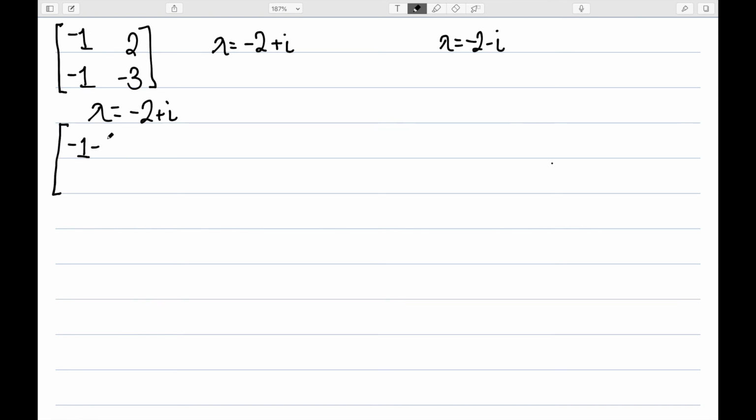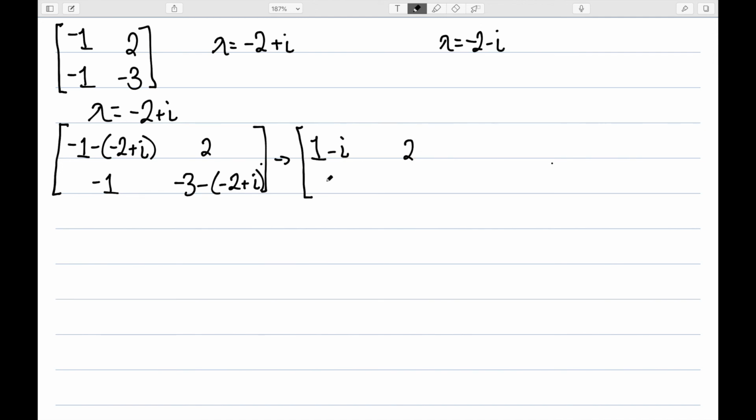This gives us negative 1 minus (negative 2 plus i), 2, negative 1, and negative 3 minus (negative 2 plus i). This is going to go to 1 minus i, 2, negative 1, and then negative 1 minus i. Once again, I know that one of these rows is going to go to 0, and I'm going to use the row that gives the coefficient of x1 to be a real number. So I have negative x1 plus (negative 1 minus i)x2 equal to 0.